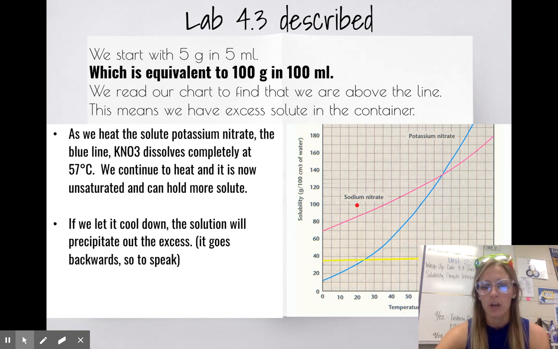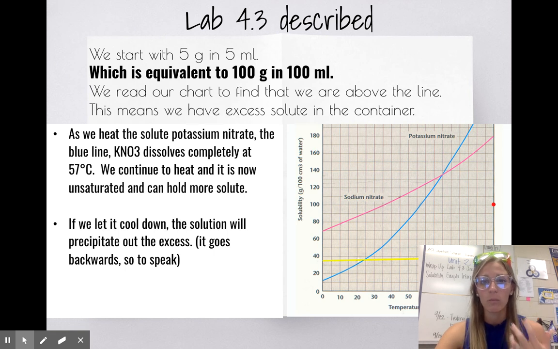So looking at our chart, we're above the blue and we're also above the yellow. So both of them would have excess settling at the bottom of our test tubes when we started. As we heat that up, we heated it to near boiling, so that's about 100. Now, we still have an excess of sodium chloride, but if you look up here, we are under our blue line. So we are unsaturated.